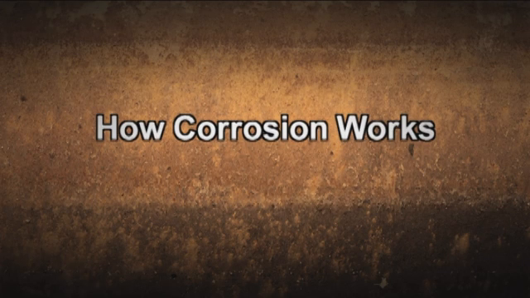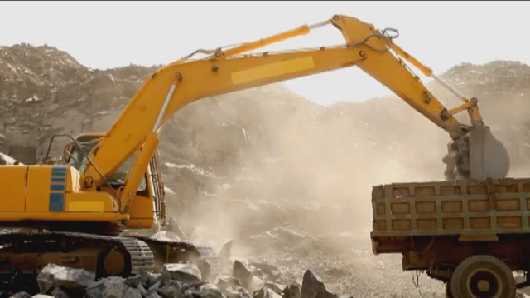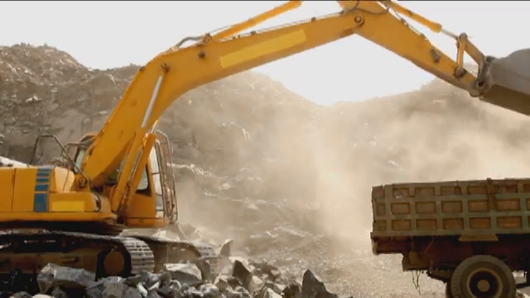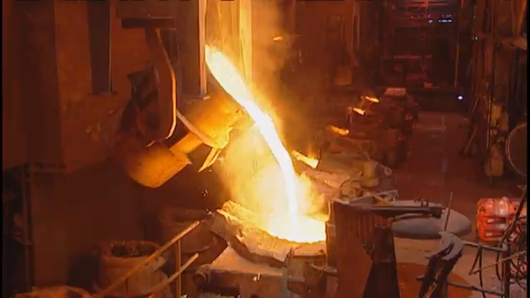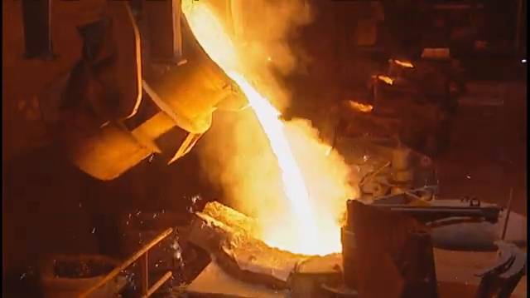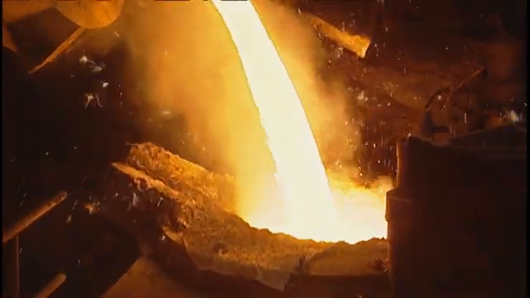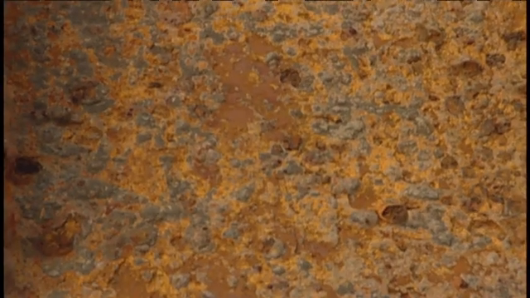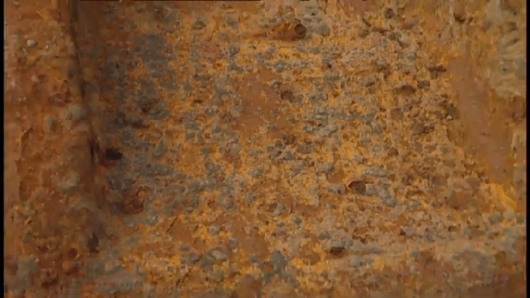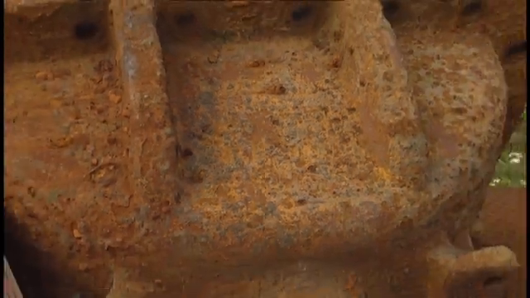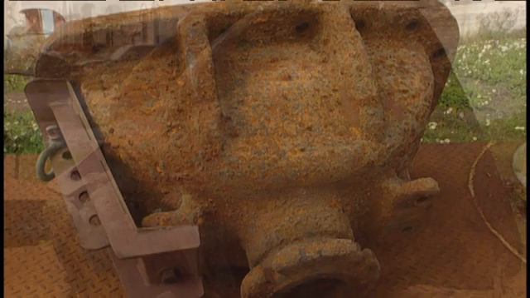To learn how to control corrosion, it's important to understand how the process works. When metals are mined, they are generally found as oxides. By adding energy in the refining process, metals become more useful for manufacturing, but also more reactive. Corrosion is simply the process of refined metal reverting back to its stable oxidized state.